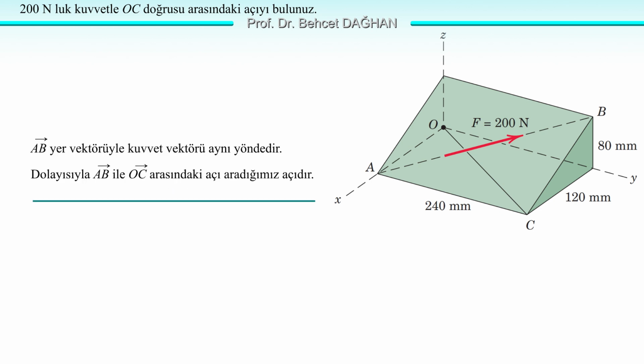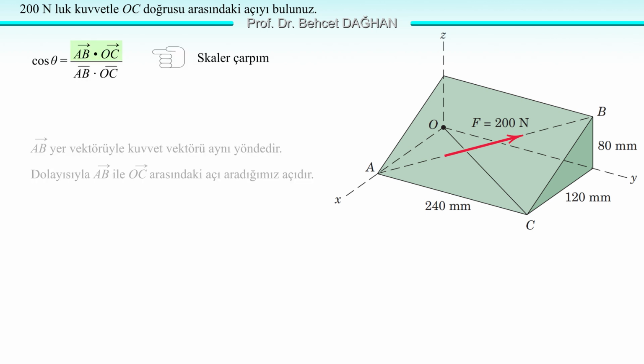When we examine the figure, we see that the line of action of the force passes through A and B. In other words, vector AB and the force vector are in the same direction. Therefore, the angle between vector AB and vector OC is the angle we're looking for. If we find it, we've solved the problem. So let's find it.